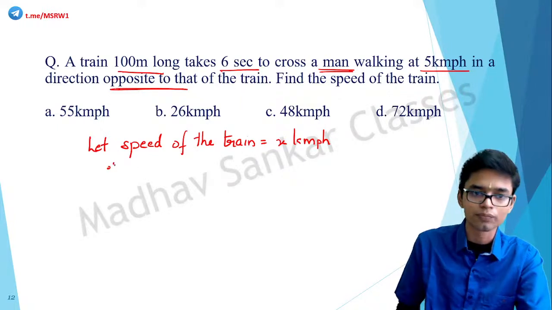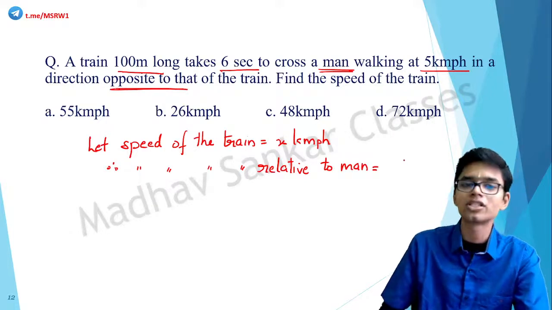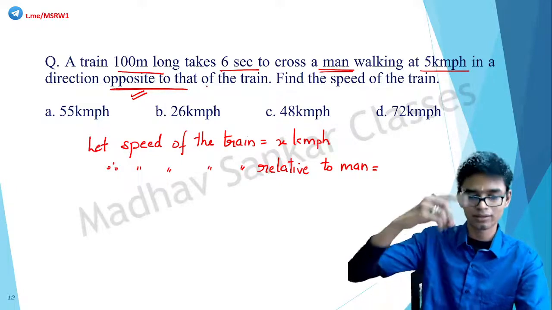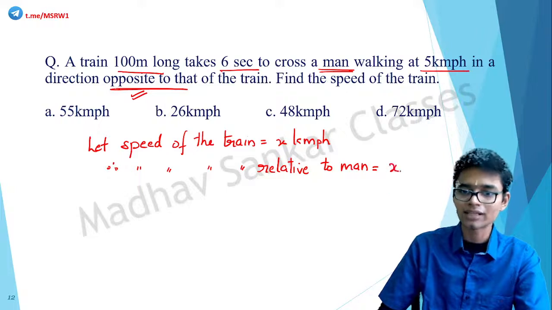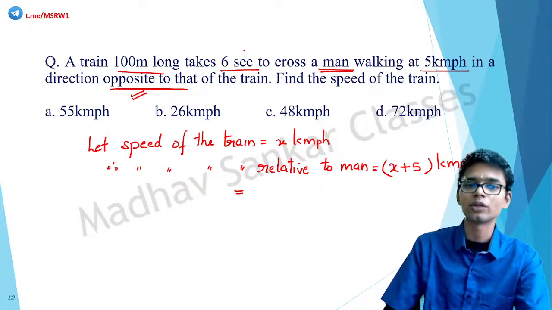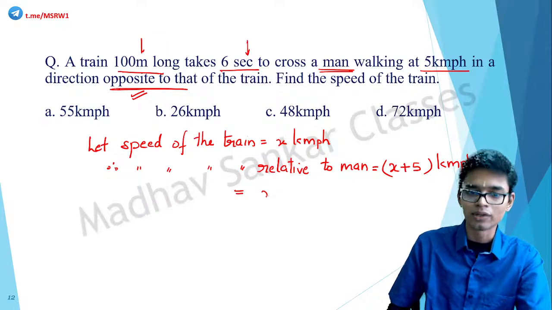Okay, therefore, speed of the train relative to the man is equal to how much? Both are moving in the opposite direction, so their speeds have to be added up. Correct? So it is x plus 5 kilometers per hour. Here the unit is second and this is meter, so we have to convert this to meter per second. So this is equal to x plus 5 into 5 by 18 meter per second.